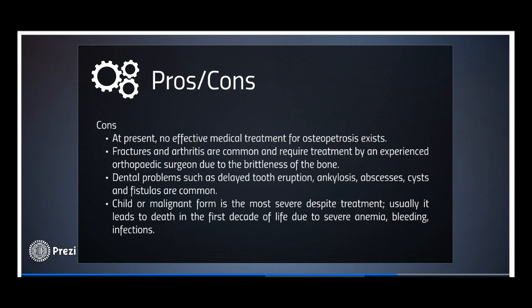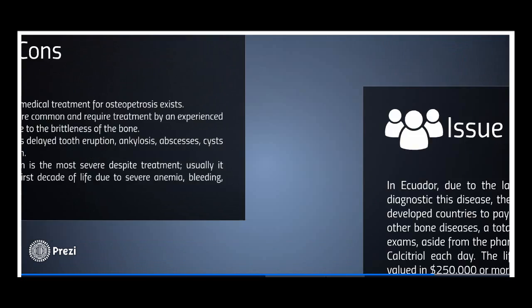Cons. At present, no effective medical treatment for osteopetrosis exists. Fractures and arthritis are common and require treatment by an experienced orthopedic surgeon due to the brittleness of the bone. Dental problems such as delayed tooth eruption, abscesses, cysts, and fistulas are common. The infantile or malignant form is the most severe despite treatment. Usually it leads to death in the first decade of life due to severe anemia, bleeding, and infections.